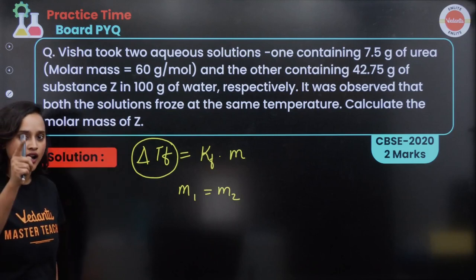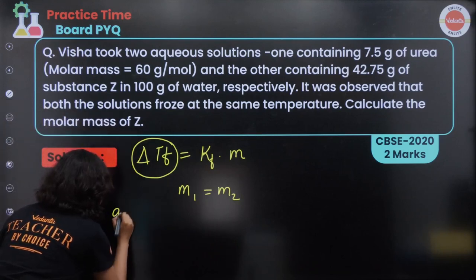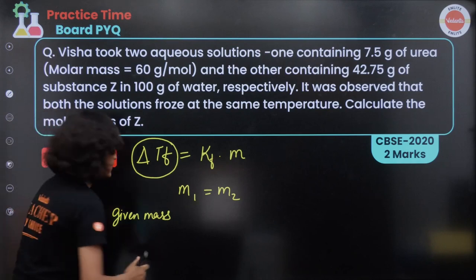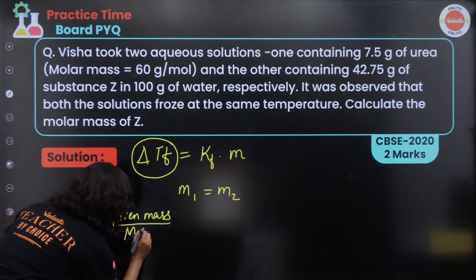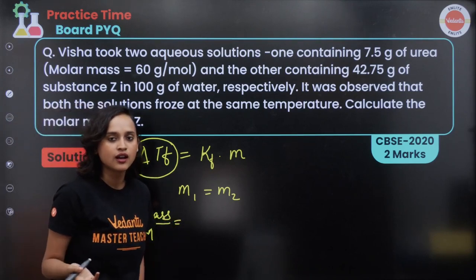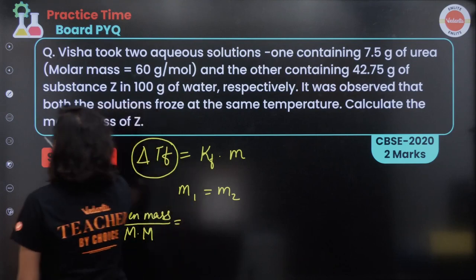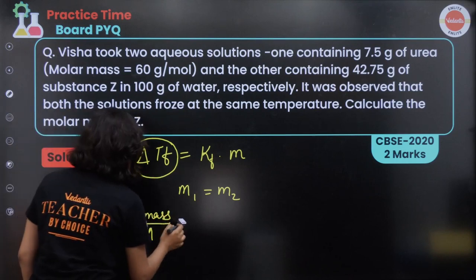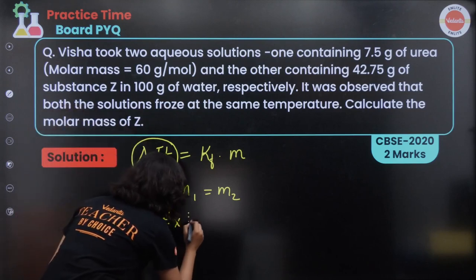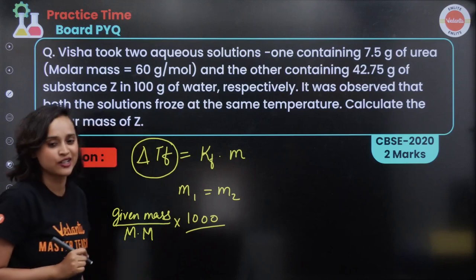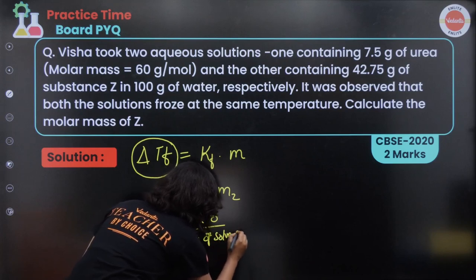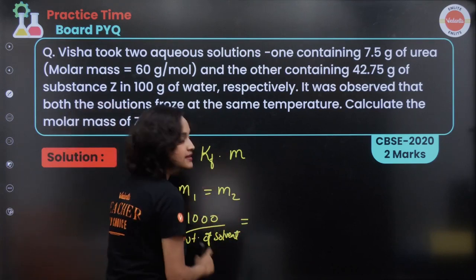Now let's use our actual formula. Given mass divided by molar mass is equal to, sorry, not equal to, multiplied by 1000 divided by weight of solvent. That's our formula. Same on this side as well.